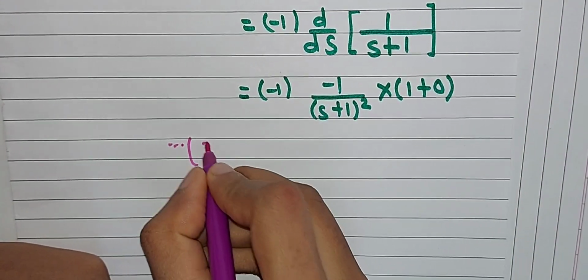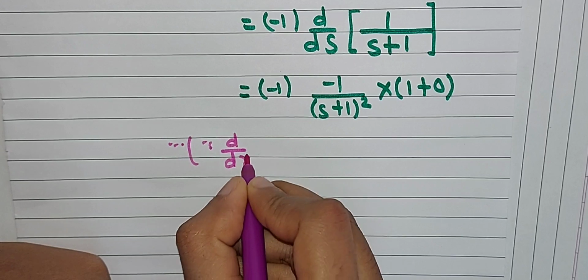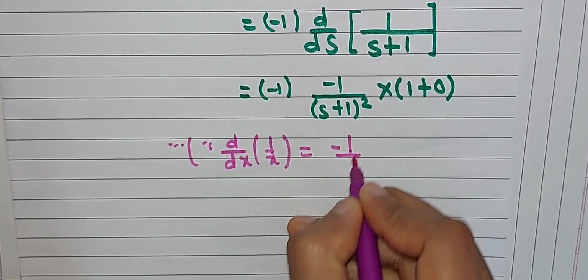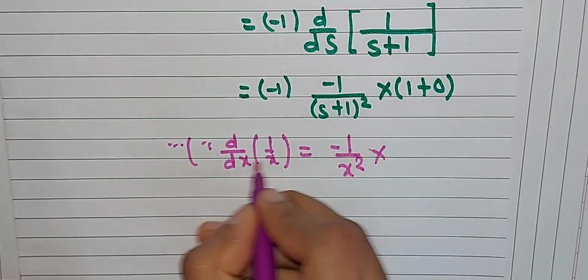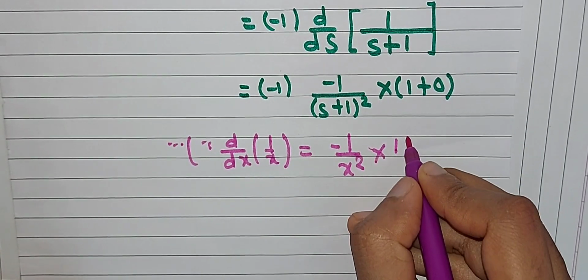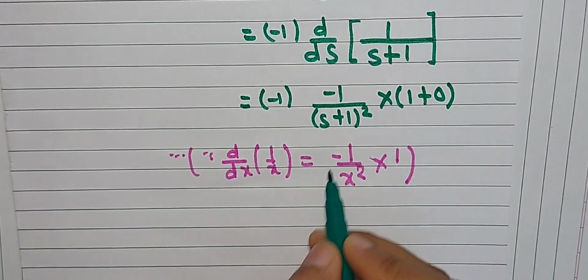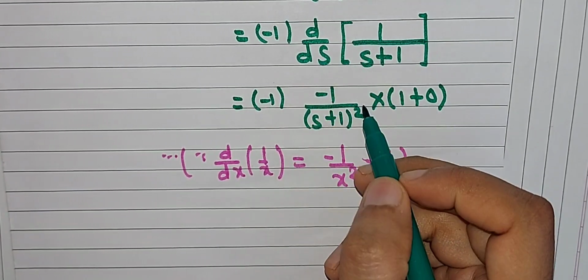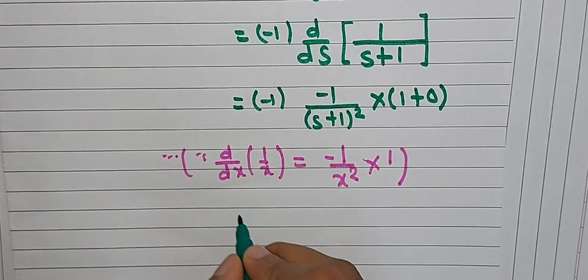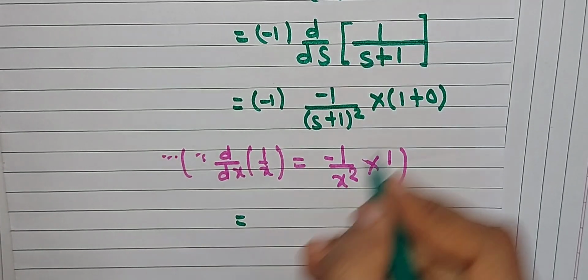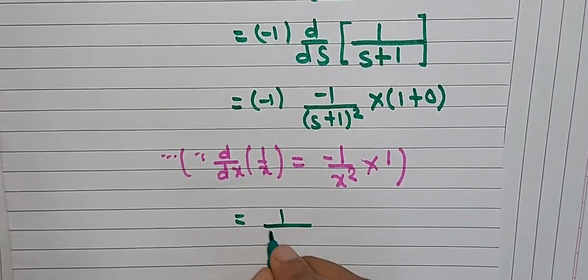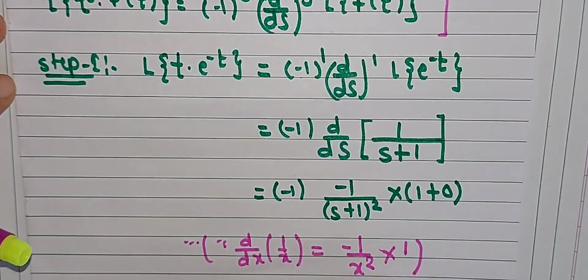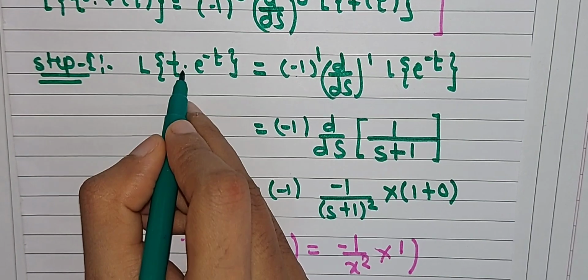When we take d by dx of 1 upon x, then its formula will give us the value minus 1 by x square into the derivative of this, that is x, which is 1. Okay, so with the help of this formula we have obtained the value of this derivative. Solving a little bit, minus 1 into minus 1 is 1, divided by (s plus 1) square.